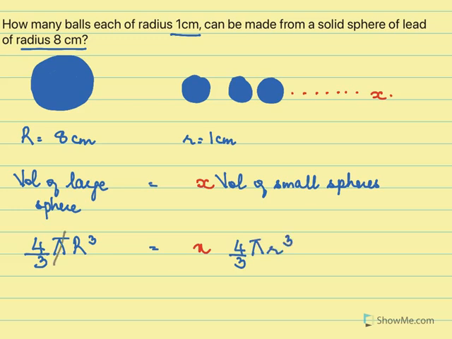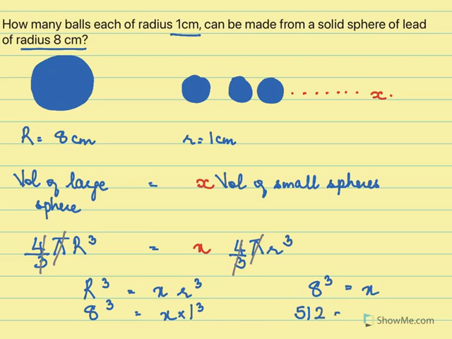Here we'll cancel pi, 4 by 3, and what is left is r cube equal to x r cube. Let's put the value of r. We know the value of r is 8, because here it is 8. So 8 cube equal to x into this r is 1, so into 1 cube. So 8 cube equal to x. And 8 cube is 512. So x is 512.